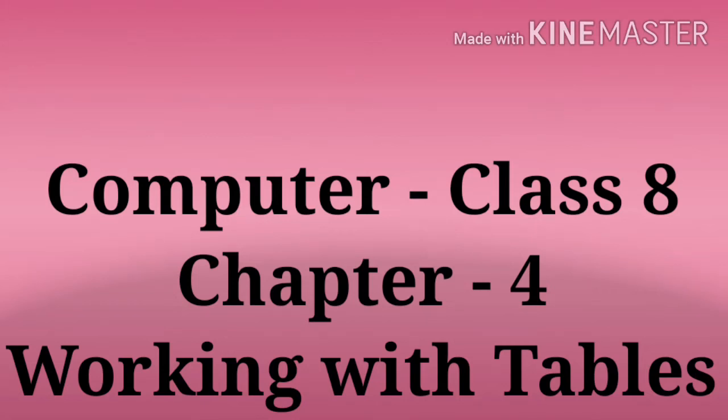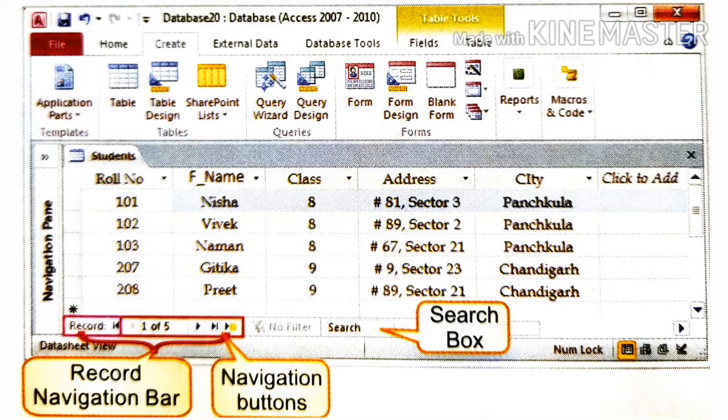Students, today I am explaining class 8 chapter 4, working with tables. A table is a database object which is used to store information in an organized manner.